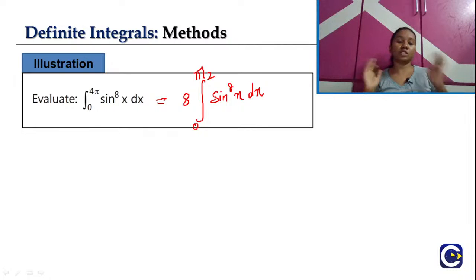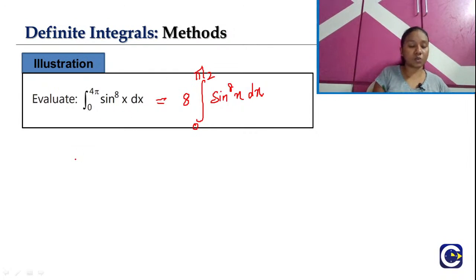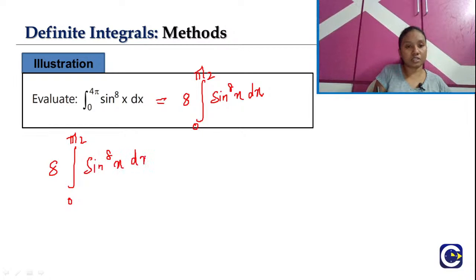If you don't remember the properties, you can get back to them later and have a look over them, and then you will understand easily how we have converted this. So now we have converted our integral to 8 times 0 to pi by 2 sine power 8x dx. Now you know how to apply the Wallis formula.